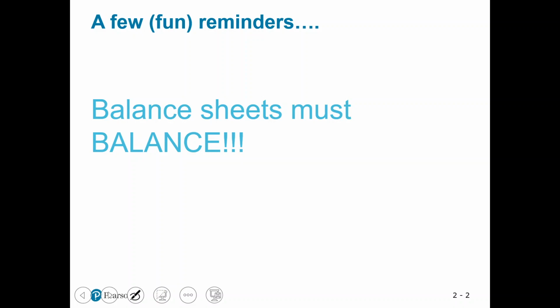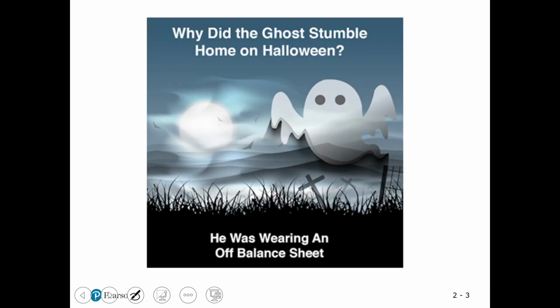And here's a quick, fun reminder to help you remember this. So why did the ghost stumble home on Halloween? He was wearing an off-balance sheet. Ha ha ha. You guys will learn that I love puns. That's the kind of joke that really cracks me up. So you'll maybe see a few accounting puns. They're the best kind of puns out there.